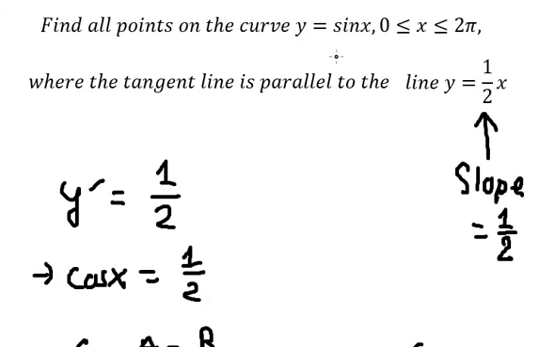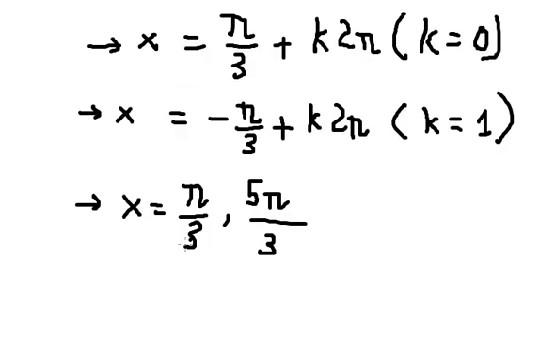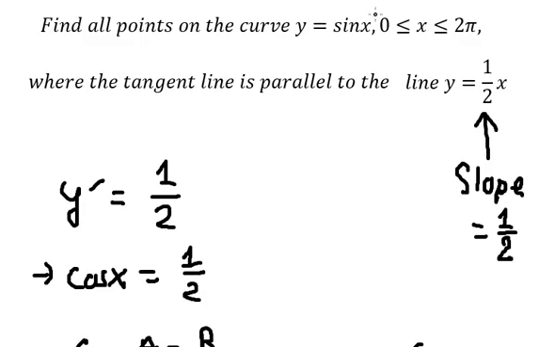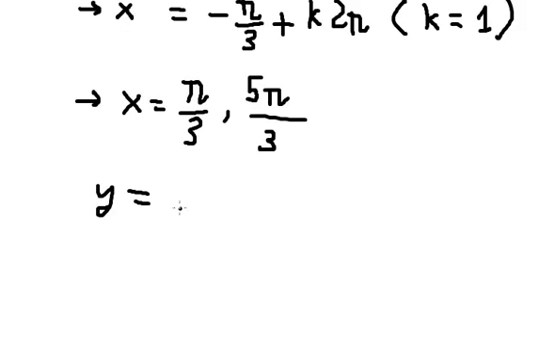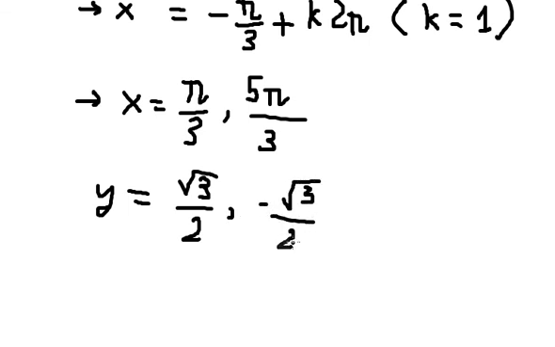And now we can find the value of y. We put π over 3 and 5π over 3 in here. And we get y equals the square root of 3 over 2. And the second one is negative the square root of 3 over 2. So we have the final answer.